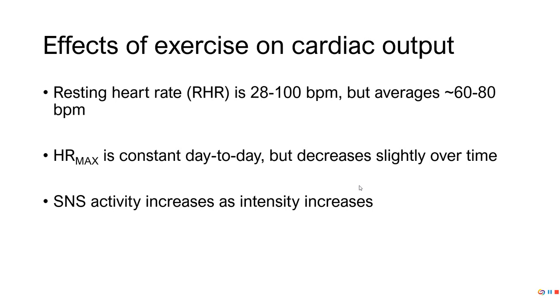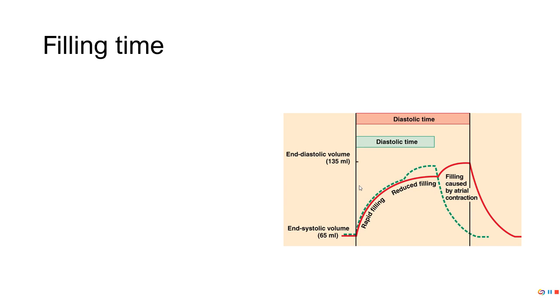I see students come in and do a VO2 max test or even a submax test, and their heart rate's in the 180s, and they still go for a little while. Whereas if I'm at 180, I'm about done. That's about as much as my heart can do these days. The way that this happens is with sympathetic activity. However, there's a potential problem with this, and this comes to filling time.